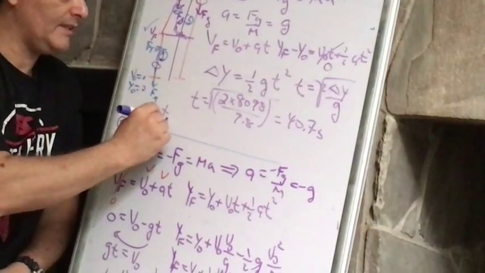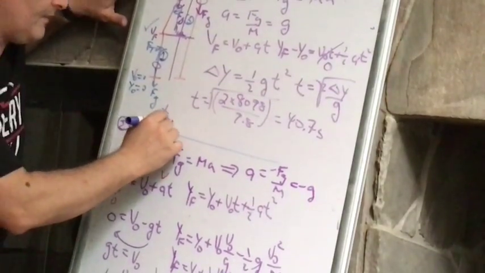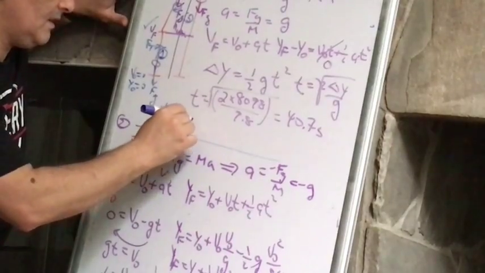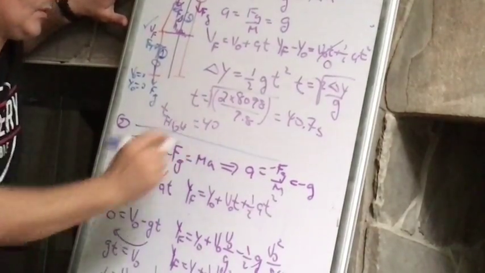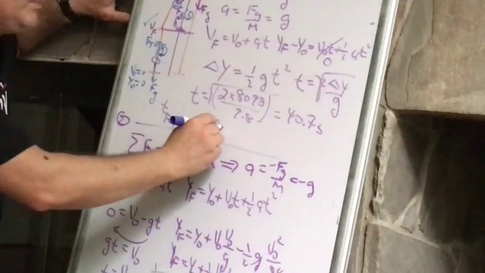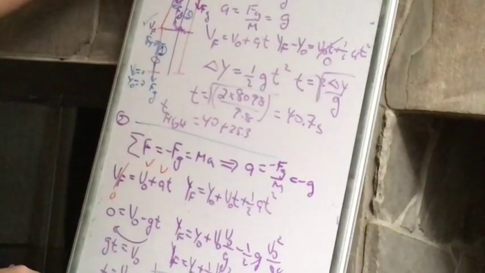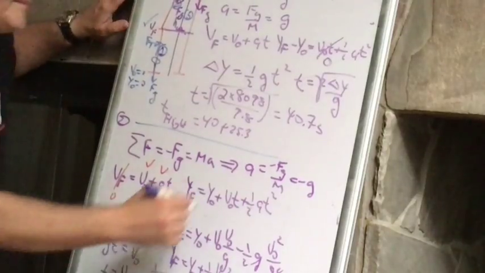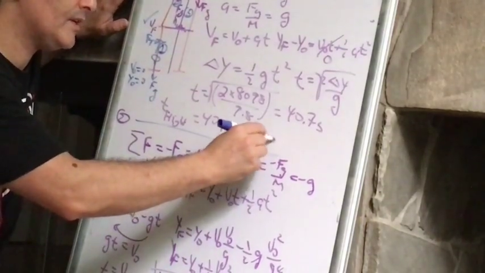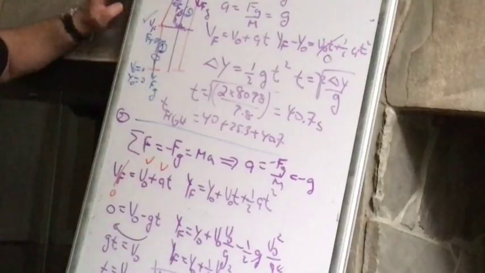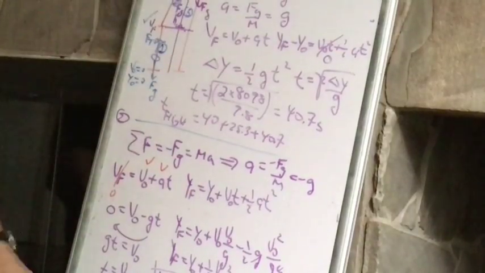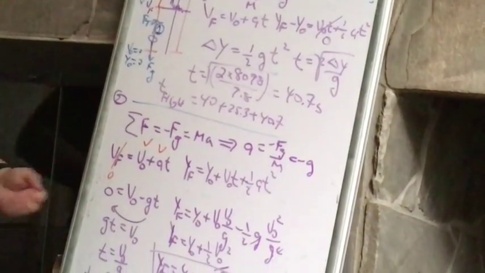Our time of flight is going to equal 40 seconds for the rocket burn, plus 25.3 seconds for the projectile motion, plus 40.7 for the free fall, which is a total of 106.